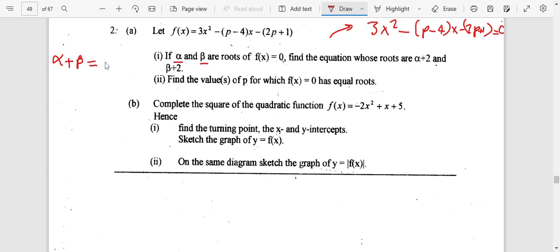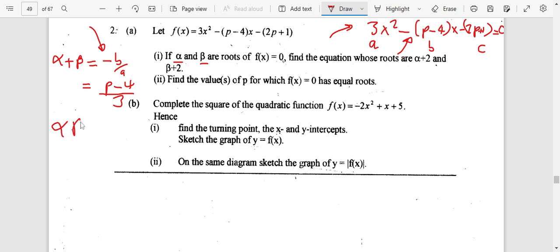Alpha plus beta is equal to negative b over a. Good. If we look at this, this is going to be our a, this is going to be our b, this is going to be our c. So you can see that b, in the formula we've got a negative, but this b also has a negative already. Those two negatives are going to cancel. What we're going to remain with is just p minus 4, positive, and then over the a, we can see that is 3.